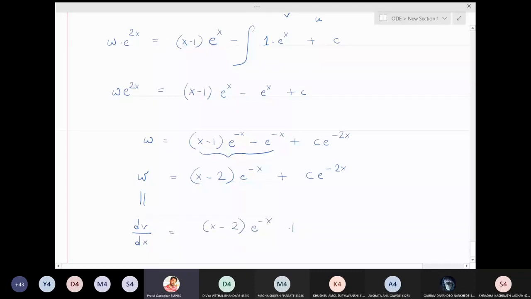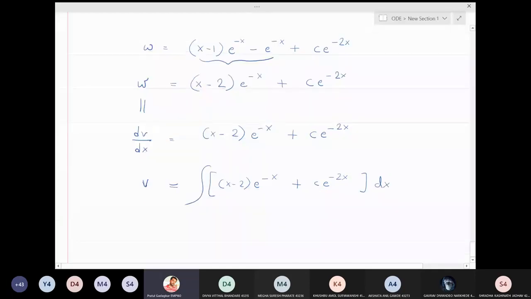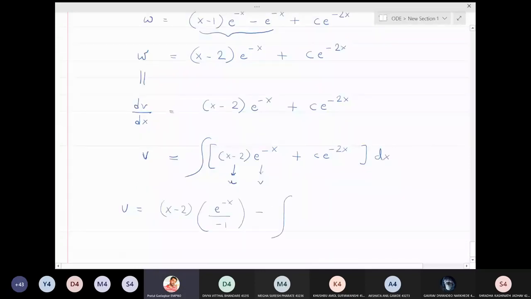Therefore, v will be the integration. So you have to integrate it twice, right? So v is the integral of x minus 2 e power minus x plus c e power minus 2x dx. This is the second time we are performing the integration step. Again I'm going to use the product rule: u is this, and this is v. So u into the integration of e power minus x, which is e power minus x upon minus 1, minus integral of u dash, the derivative of u is 1, into the integration of e power minus x, which is e power minus x upon minus 1, plus the integration of this term, which is c upon minus 2 e power minus 2x, plus again a constant of integration c dash.